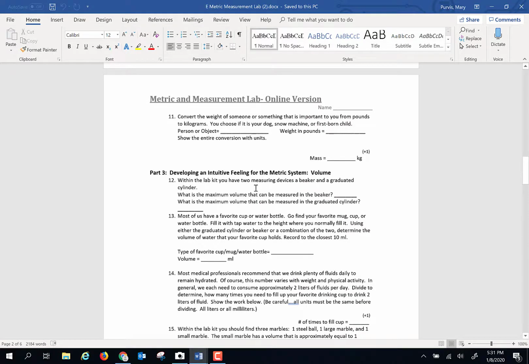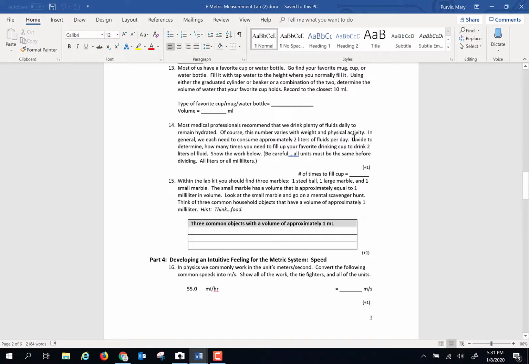You are going to do some work with volume. What is your favorite mug or water bottle, and describe it. Using the equipment provided, find the volume of water when you fill that up. Then we are going to ask you to do kind of a scavenger hunt for things that have a volume of about 1 milliliter. I'm going to ask you to convert some common speeds.